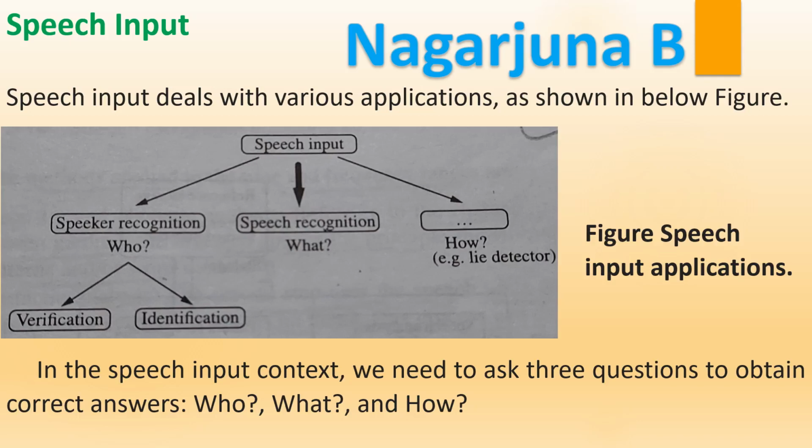One typical example is a lie detector. These are the three questions which have to be answered to get the correct answer regarding the speech input: what the speech input will be dealing with, what the parameters are, what things have to be present, and what has to be considered in the speech input. To get the answer, you need to ask the questions who, what and how. If you get the answers to these questions, then you know everything regarding the speech input context.